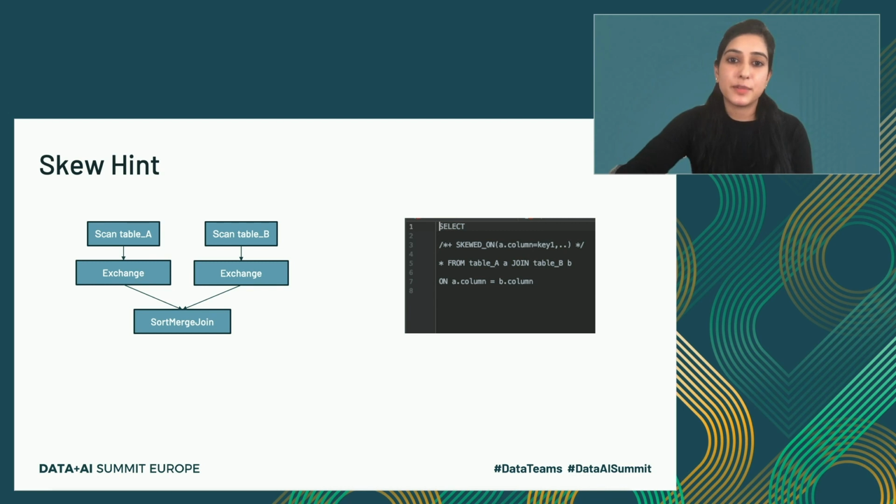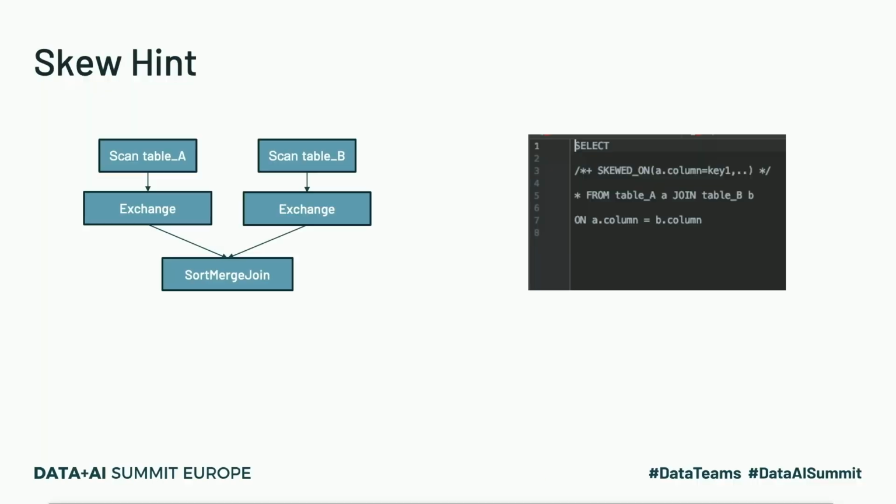Let's visualize this better. Let's take an example of a two-table join, table A and table B, on a skewed column. Without skew join, the physical plan would look something like this. We scan both the tables, partition the data, and perform sort merge join. Since the data is skewed, the join task processing the skewed partition takes longer to complete.